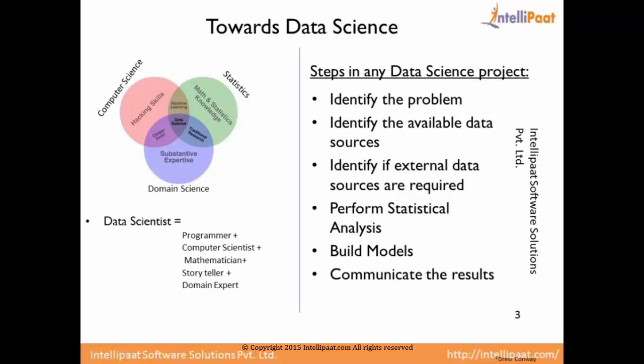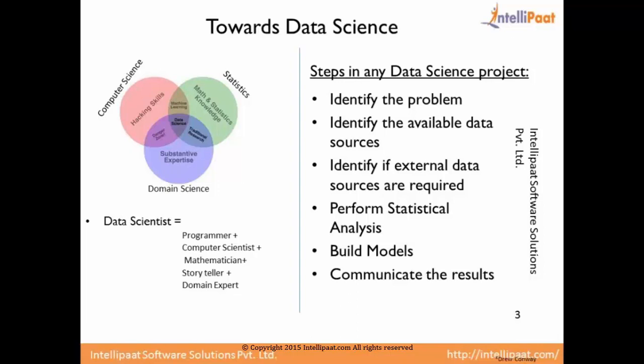Generally, I just want to give you a small life cycle of any data science project that we do in the industry. Earlier, if you wanted to build an application, you had to write some programs, test those programs, do debugging, and after all these things test whether it is working in the production environment.